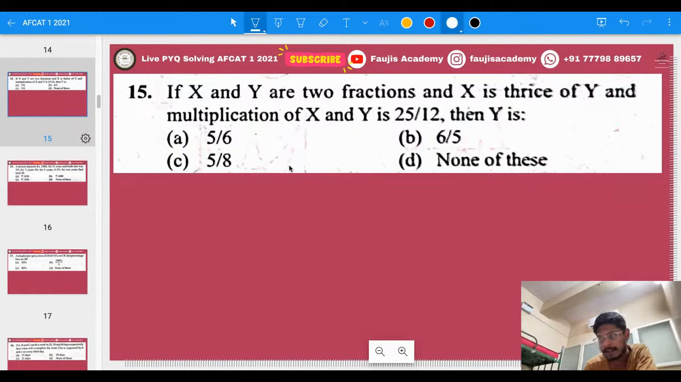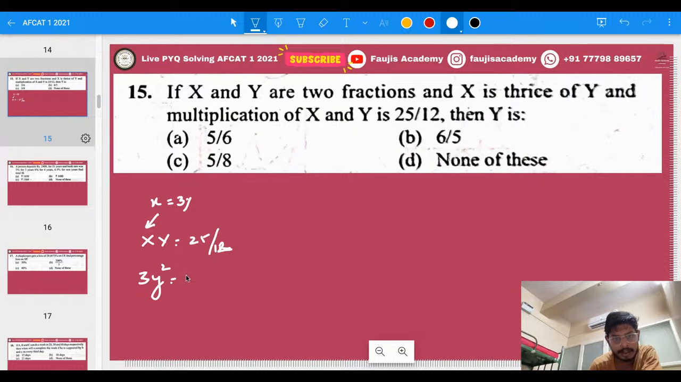X and y are two fractions. Okay, x is thrice of y, that means x is equal to 3y. And the multiplication of x and y is 25 divided by 12. They have asked us to find out the value of y. If we have to find out the value of y, we'll have to replace x. That means 3y square is equal to 25 by 12. Right, this 3 will come down over here, it will become 36, and for y we'll put root. That means how much we'll get? We'll get 5 by 6. You do the calculation.